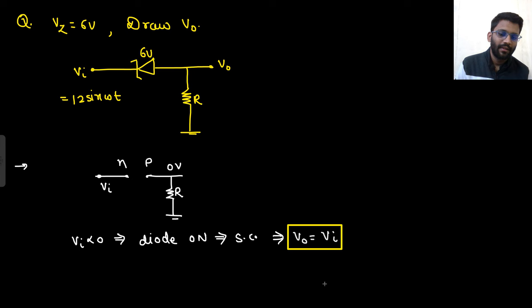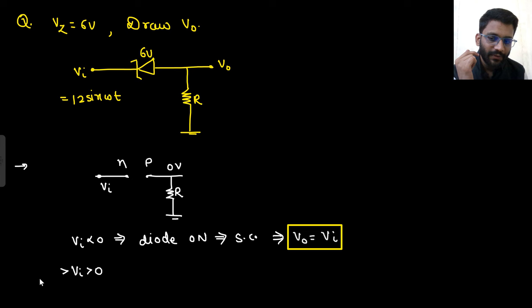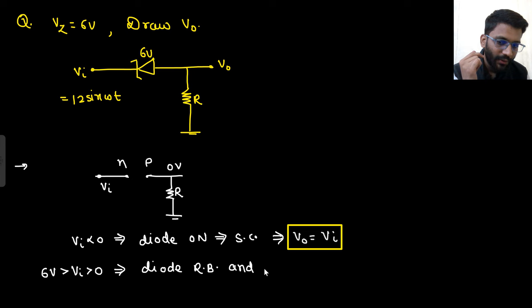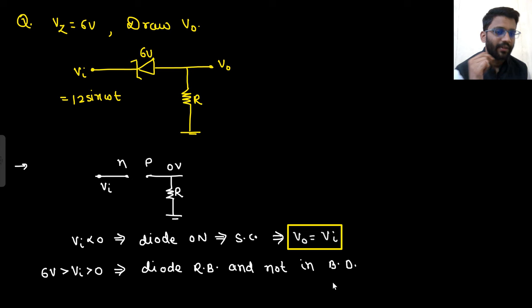Now Vin is greater than 0 volt. If Vin is greater than 0 volt, what will happen? This Zener will go into reverse bias first. And to get it into the breakdown region, how much voltage do you need? 6 volt. So if Vin is greater than 0 volt but less than 6 volt, what will happen? The diode will be reverse biased and not in breakdown, right? Because before 6 volt, it will not go into the breakdown region.